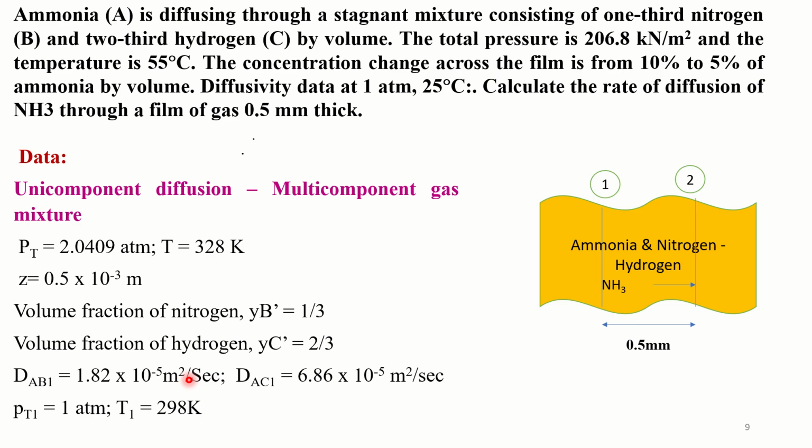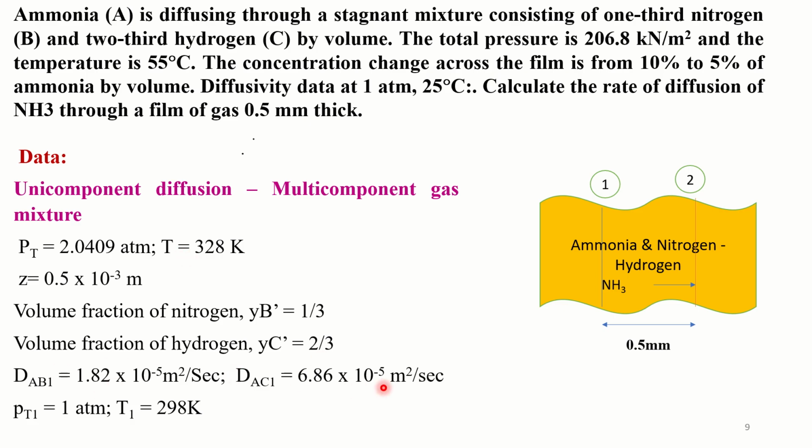But what is given here? Diffusivity data corresponding to 1 atmosphere pressure and 25 degrees Celsius are given. But at what temperature and pressure does diffusion take place? It is 55 degrees Celsius temperature and a pressure of 2.0409 atmosphere. So diffusion takes place at a different temperature and pressure, but the given data is at a different temperature and pressure. So from the given data, you are supposed to find out the diffusivity corresponding to the process temperature and pressure. So that is the data given here.